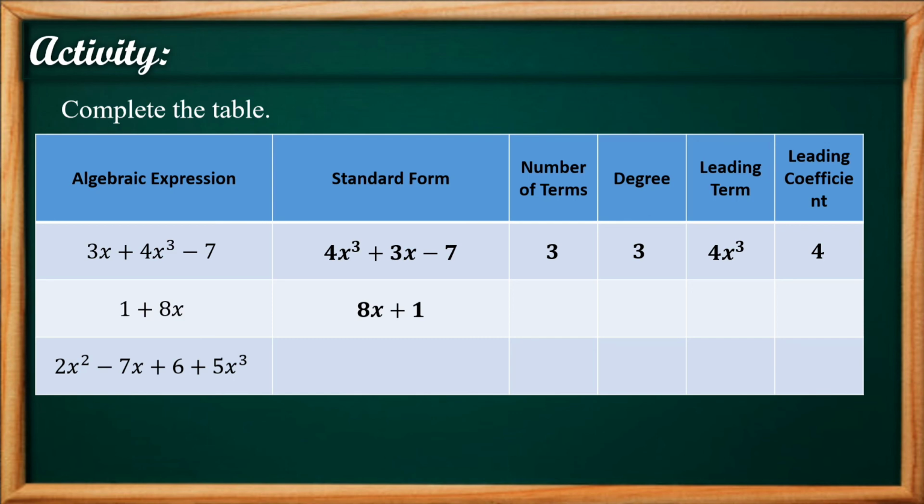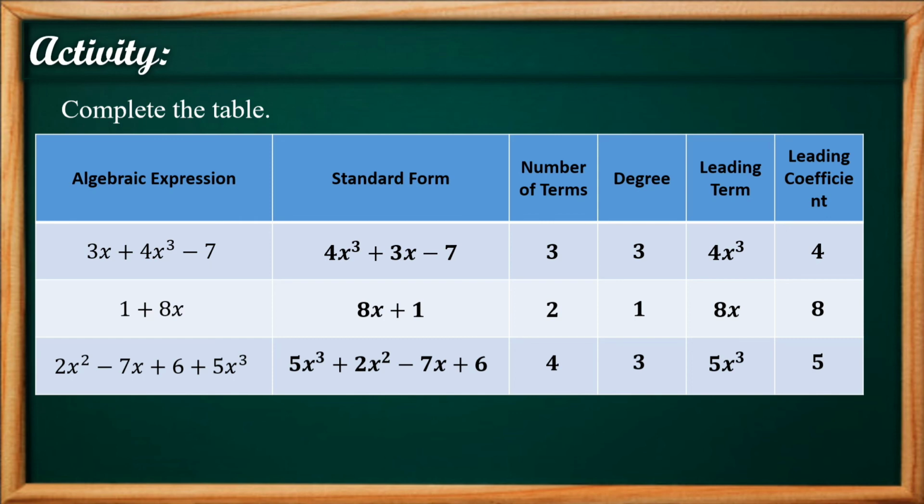Next, the standard form is 8x plus 1. The number of terms is 2. The degree is 1. The leading term is 8x and the leading coefficient is 8. Next, arrange the standard form. The number of terms is 4. The degree is 3. The leading term is 5x cubed and the leading coefficient is 5.